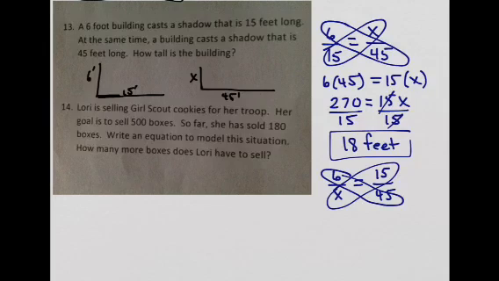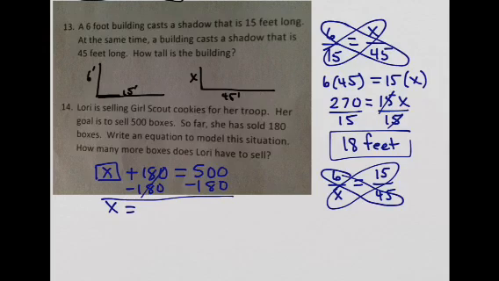Well, if we're asking how many she has to sell, she could start setting it up by some number of boxes, x, plus 180, which are the ones she sold. The total has to be 500. Okay? And then to solve for x, you subtract 180 on both sides. So x is, this is 0, and that's going to be 320 boxes she still needs to sell.